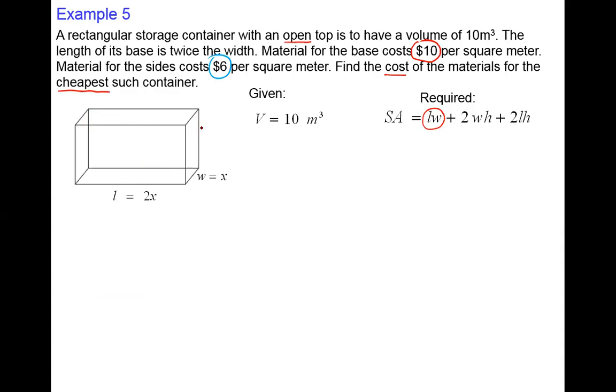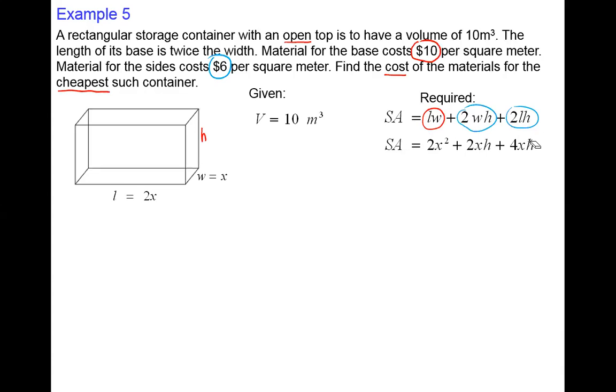That means this is definitely H. We do have the sides, right? We do have the sides and the bottom. But let's put X and H. That means length times width is simply X times 2X, 2X squared. 2 times W is X, H is H. H will stay. And then length is 2X, 2 times 2X is 4X, and H will stay. That means this one is a little bit better because we have only X and H.